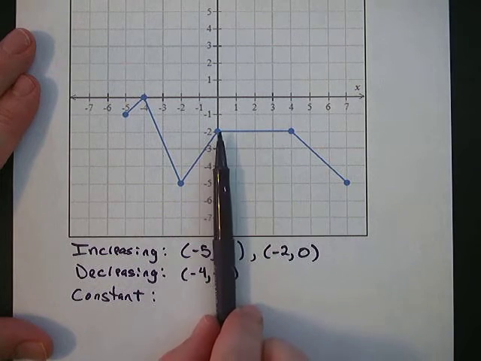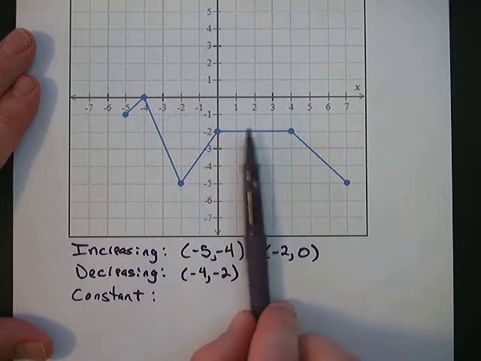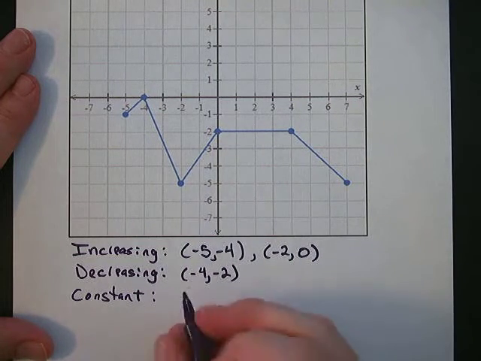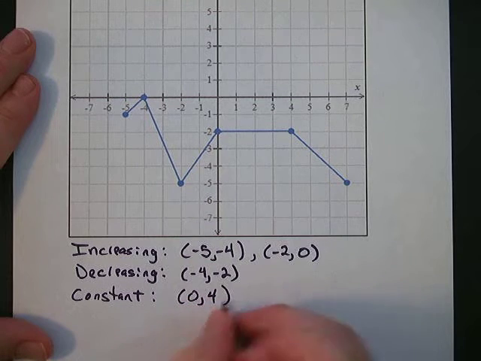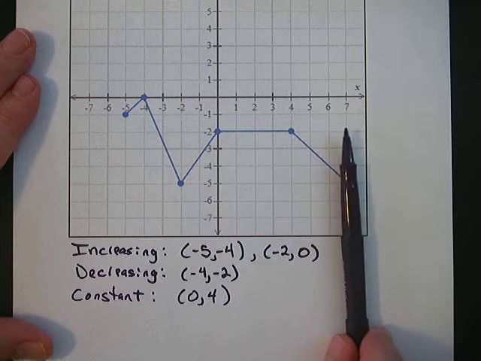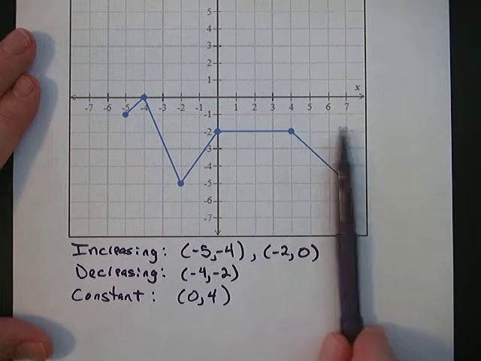And then from 0 all the way out to 4, it's constant. It's not going up or down. So from 0 to 4, it's constant. In our last section here, it goes from 4 to 7, and it's decreasing.